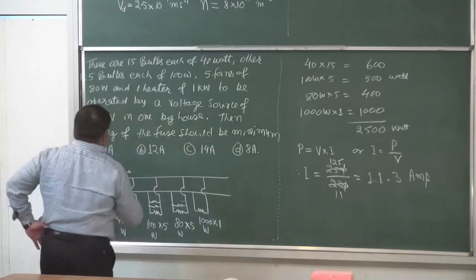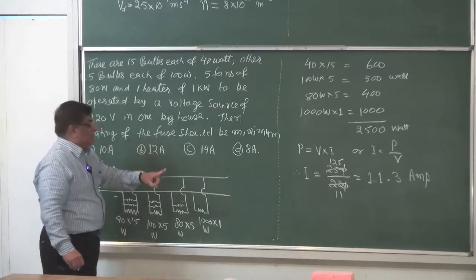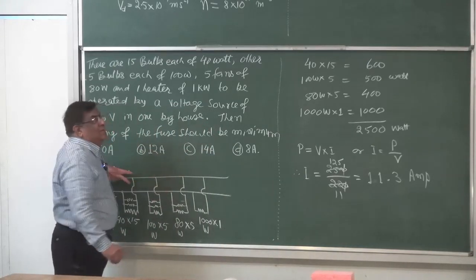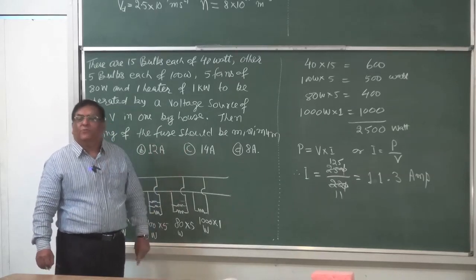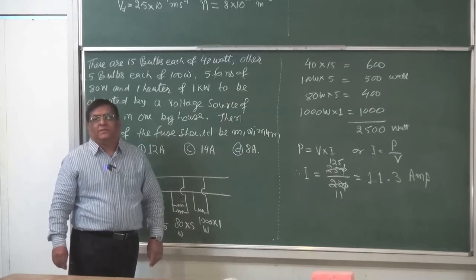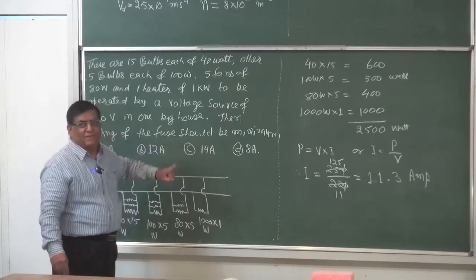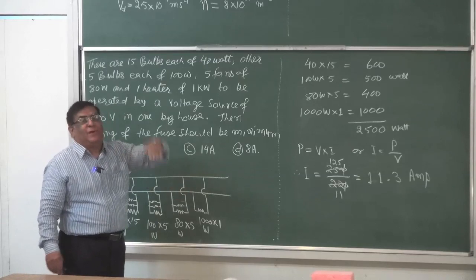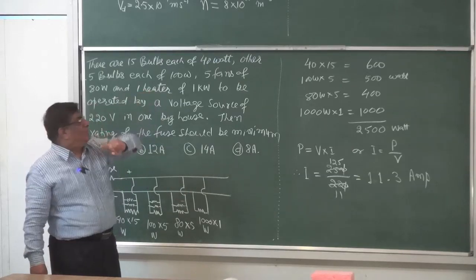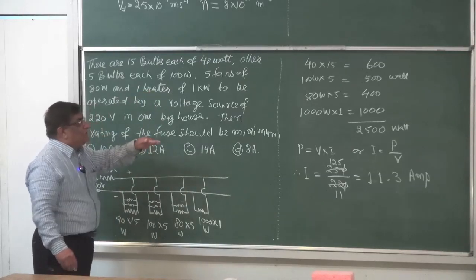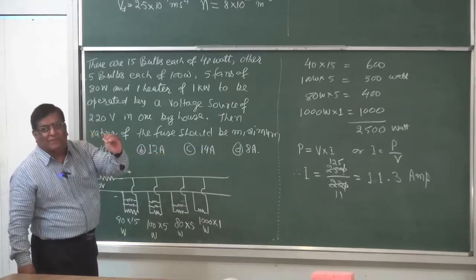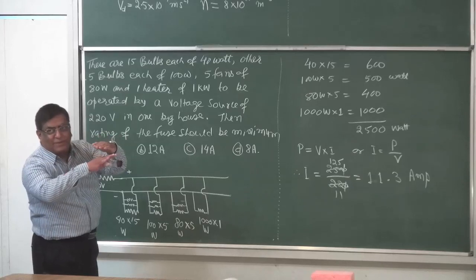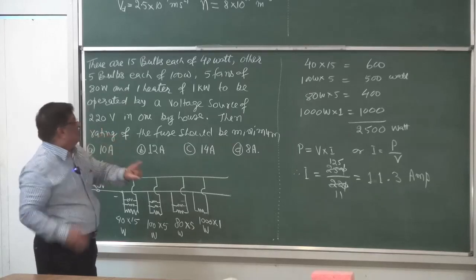Now that is the current here, and when this current is flowing, the circuit should not be broken. When should it be broken? The answer is when there is some fault and current goes beyond this. Now we will see the fuse which is just close to 11.3, a little higher than 11.3, so that this current is permitted. But if current rises, it should fuse.